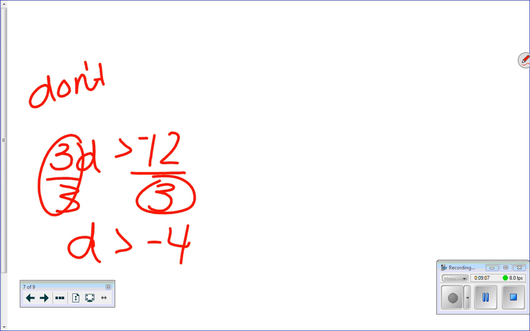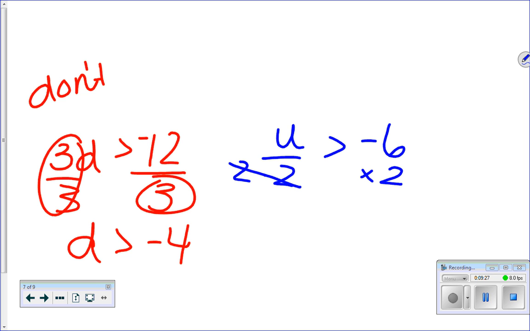So let me do another one. We'll do a division one this time. So we'll do u divided by 2 is greater than -6. To get rid of that 2, I need to multiply by 2. It's a positive. I'm going to multiply by 2 here, and my number is not negative, so I do not flip. Even though my answer is negative, that's okay. That number that I divide or multiply by has to be negative.